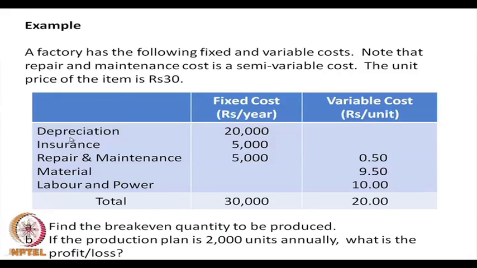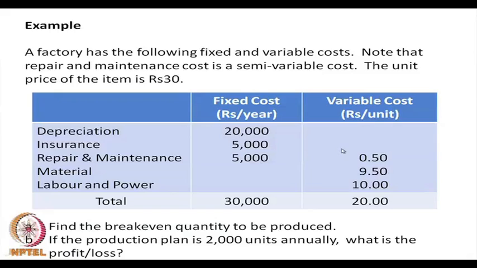Now, in this example, depreciation of the machine is a fixed cost that does not change with the volume of cost driver activity. Insurance paid for the machine or the plant is also constant, it does not vary with the production volume. Repair and maintenance has a fixed part, maybe some maintenance crew, they have to be deployed anyway, they are permanent workers with the company, and that is a fixed cost.